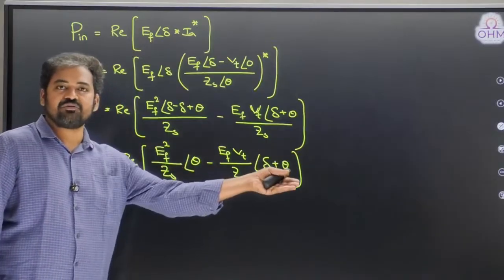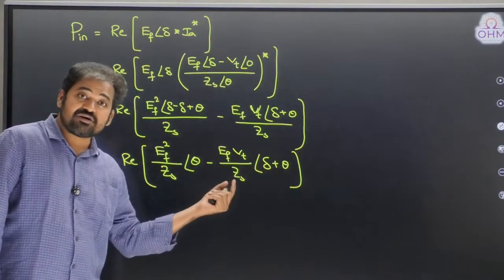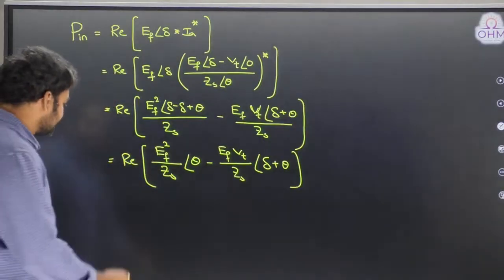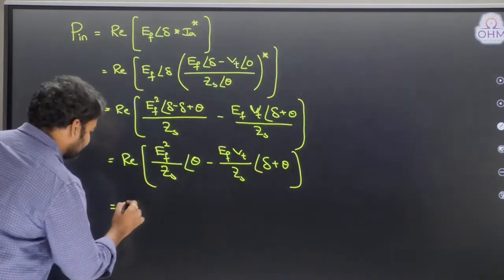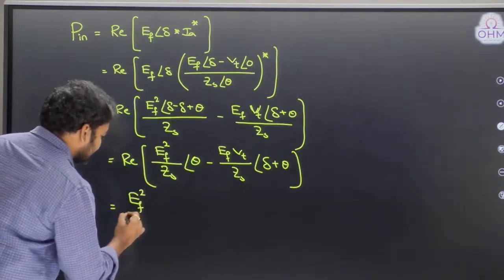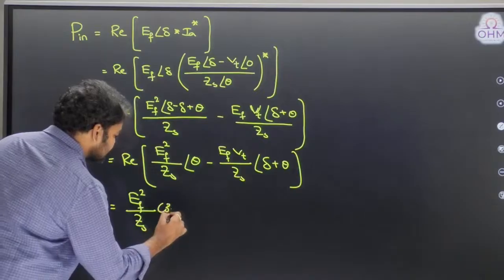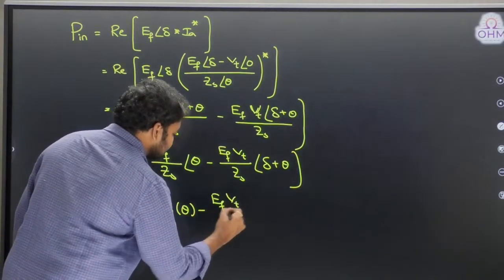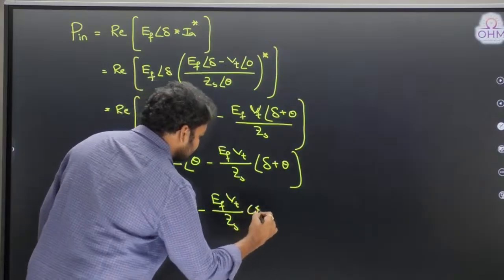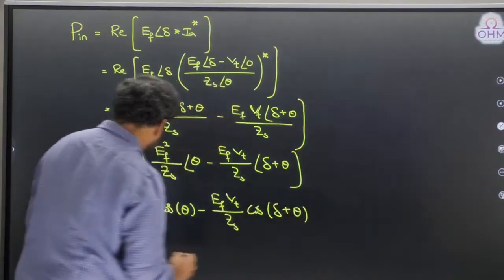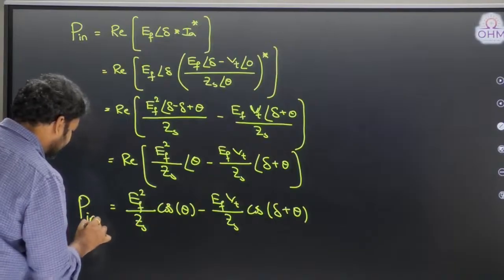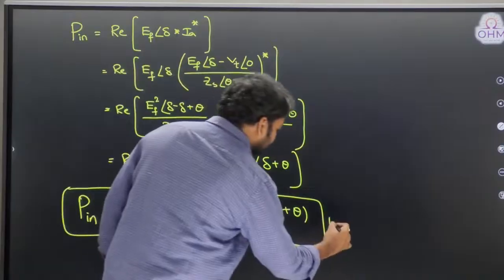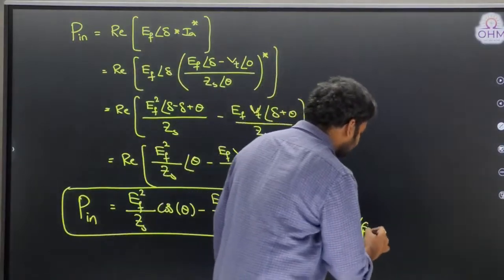Now expand into rectangular form, then the cos terms will be the real part. So if I take only the real part of this, it becomes EF square by ZS cos theta minus EF into VT by ZS cos(delta plus theta). This is going to be the active power input of the alternator, in watt per phase.